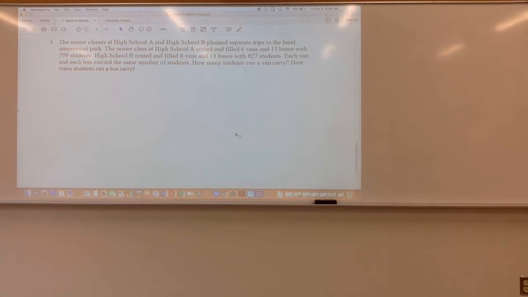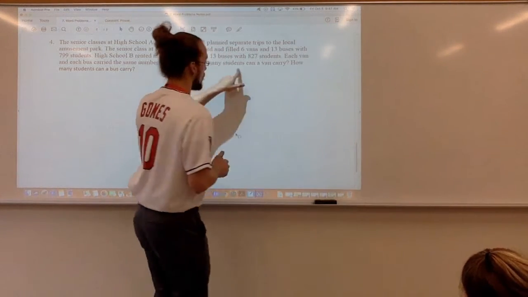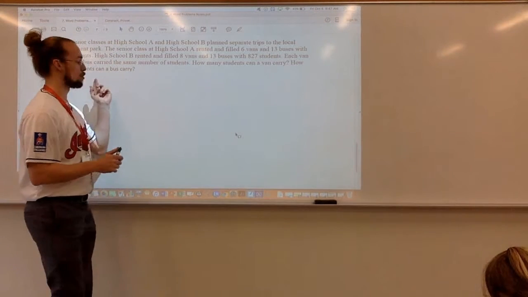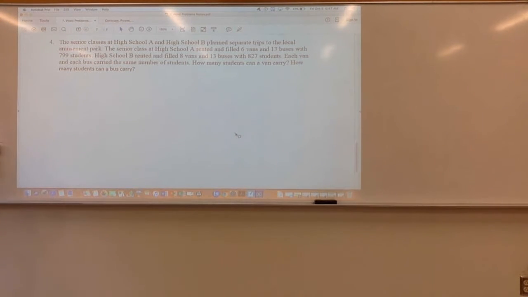I was gonna ask, are we doing the same thing? Which one would I do? You can do either one. So in this case, it's set up nicely to do ones. Because that's what we're trying to find. How many students are in a band? How many students are in a bus? So those are our variables.